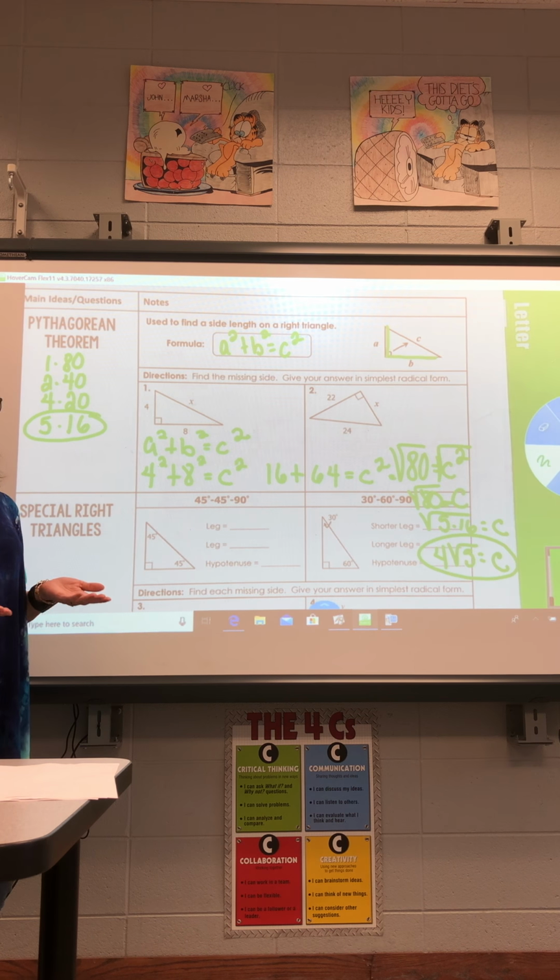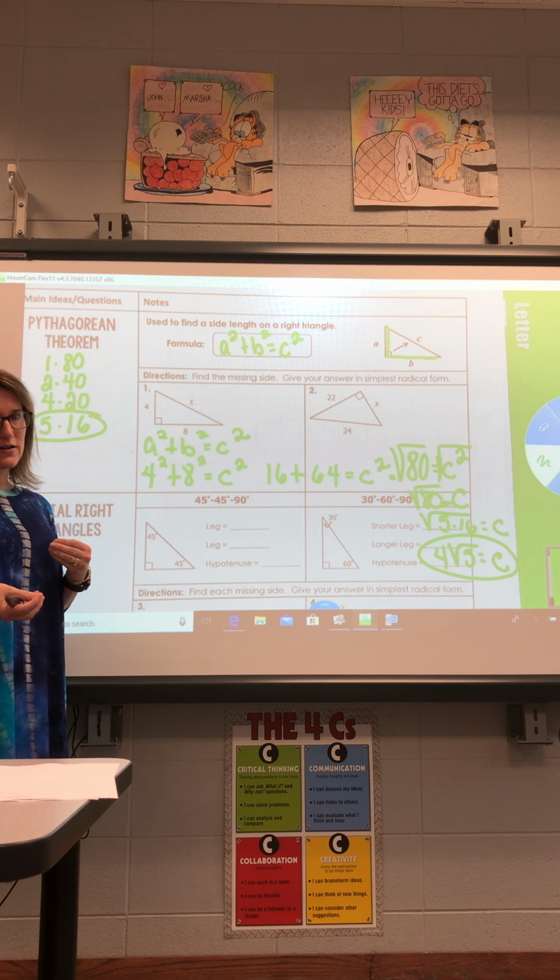But take a look at number 2. If you look at number 2, you're going to see we're not looking for the hypotenuse this time. We are given the hypotenuse. We are actually looking for one of the legs this round. So let me erase this and let's see what we can do with this one. Okay, so once again, I'm going to write down my formula.